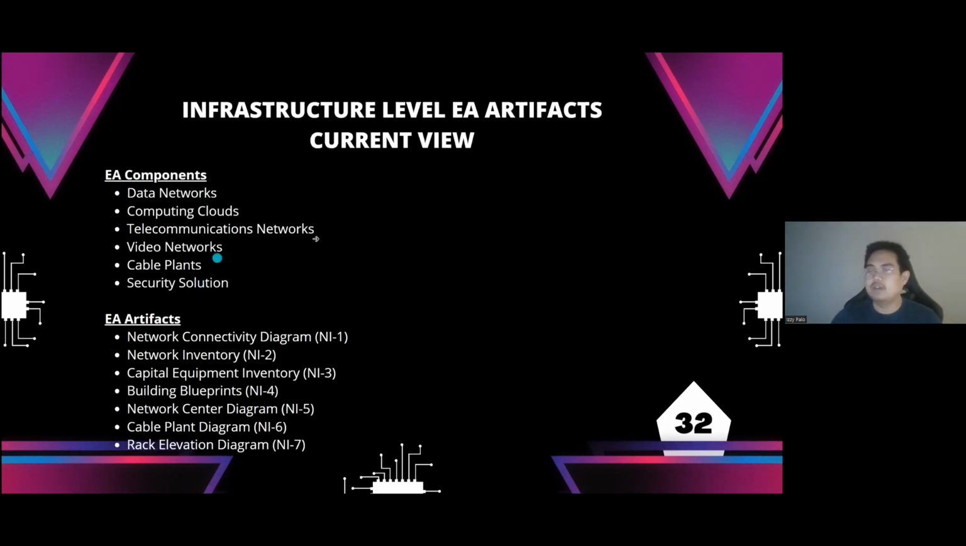And the last level is the infrastructure level EA artifacts. For the infrastructure level, we have different components like data networks, computer clouds, telco networks, video networks, cable plans, and security solutions. And for the artifacts, we have this information here.